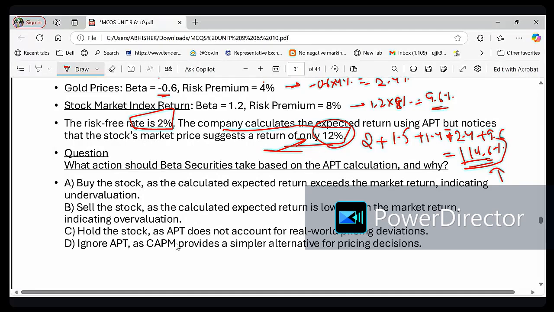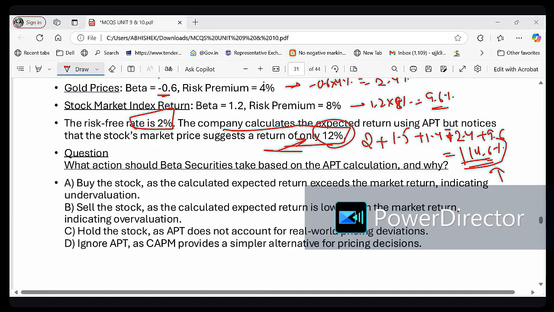See, the market is suggesting a return of only 12%, but APT says that return is 14.6%. What should you do? That is what you have to answer. So basically this stock is undervalued. Valuation is less as per the market. The correct valuation should be 14.6%, but the market is only saying 12%. So whenever a stock is undervalued, what should you do? You should buy the stock or you should sell the stock. Just waiting for your answer. This is the arbitrage opportunity.